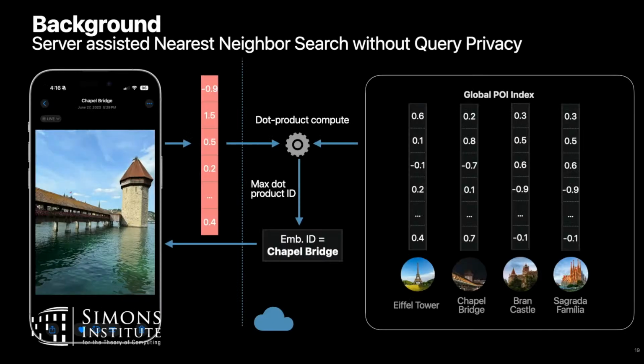Okay, so in an insecure setting, what this would look like is you just take the embedding and ship that off to the server. You compute this dot product, pick the maximum score, and send the label back down to the device.